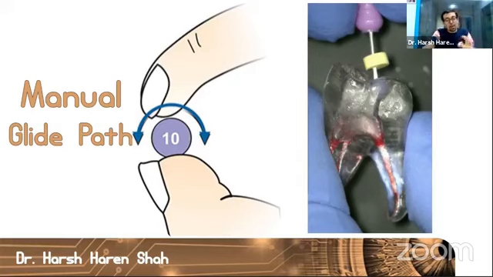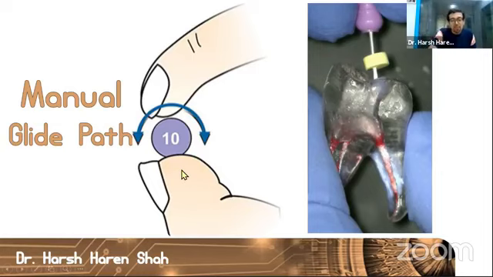Once this job has been accomplished with the 10 number K file, you will irrigate. You will recapitulate with the same 10 number K file once. You will achieve apical patency. You will irrigate again. So the step between any two hand or rotary files in endo, any two files, will always remain irrigation, recapitulation, irrigation. Please remember this irrespective of the system of files you are using or the technique for glide path preparation that you are using. Irrigation, recapitulation and irrigation will always remain the same.